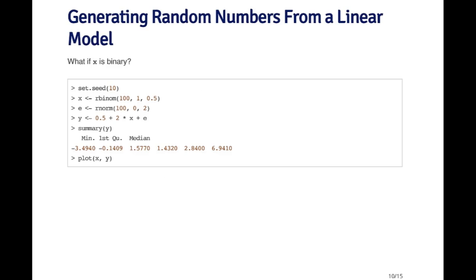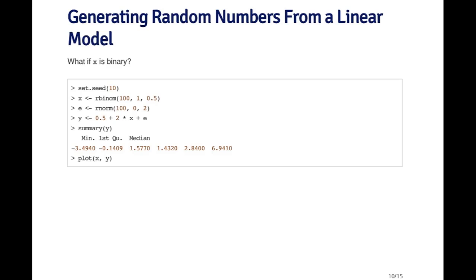So just a slight variation of the previous example. What if, instead of x being a normal random variable, x is a binary random variable? So maybe it represents gender, or maybe some treatment versus control or something like that. So here that's very simple. I can generate binary data using the binomial distribution and the rbinom function.